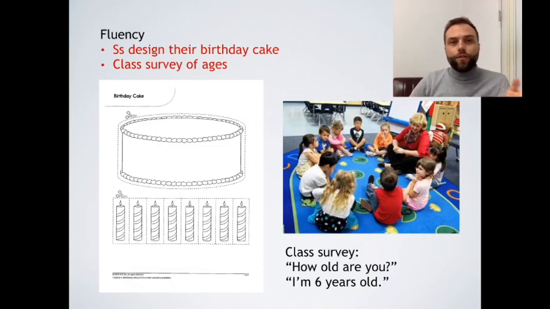So now you've got the fluency stage. Students design their birthday cake. This is an age-appropriate activity. They make a birthday cake, they cut and stick the candles, and then you do a simple presentation. You survey everybody and you go around the class asking and answering how old you are.